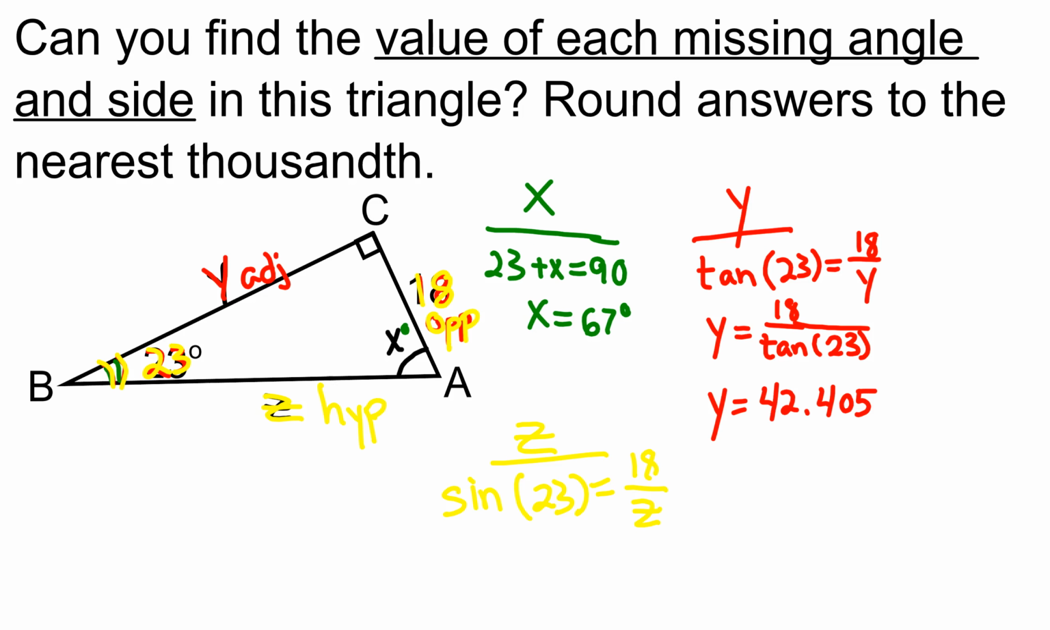Okay, so to solve for z, we know that when the variable is on the bottom, we're going to end up with an equation that looks like this. z is equal to 18 over the sine of 23. And then from there, we just put it in our calculator. So try to put that in your calculator, see what answer you get. And you should get 46.067.